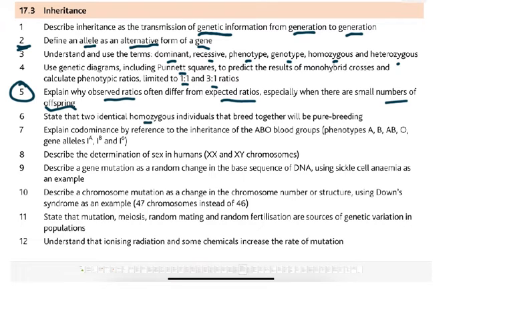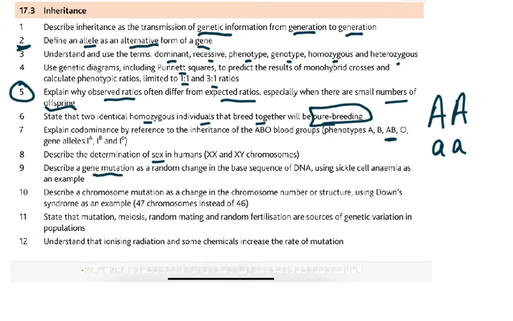State that two identical homozygous individuals that breed together will be pure breeding. Pure breeding means those will be homozygous. Either they will be homozygous dominant or they will be homozygous recessive. Then explain codominance with reference to AB blood groups, because AB is a codominant phenomenon. Then determination of sex in humans. Why is there a male offspring and why is there a female offspring, and what is the difference in the male and the female genetics?